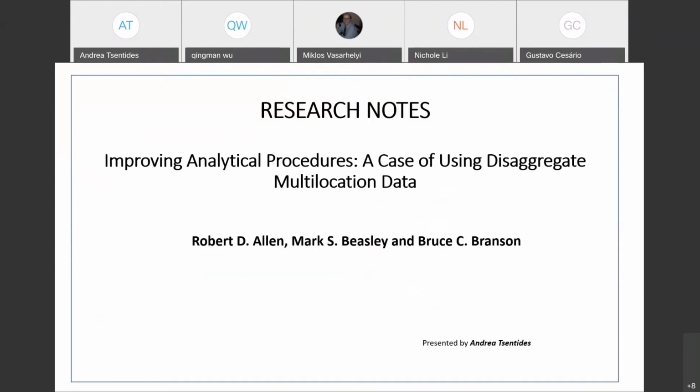All right, so my paper is, of course, about analytical procedures, but this talks a little bit, and I think it's a little bit related to what we're talking about. It's the case of using disaggregate multilocation data, if that makes a difference, basically. Instead of using aggregate data, if we can do the testing in smaller parts first.